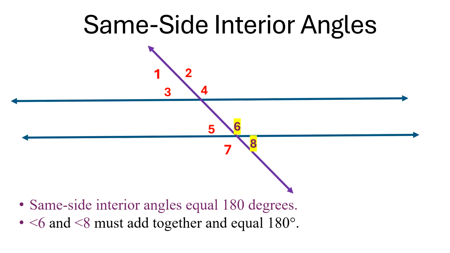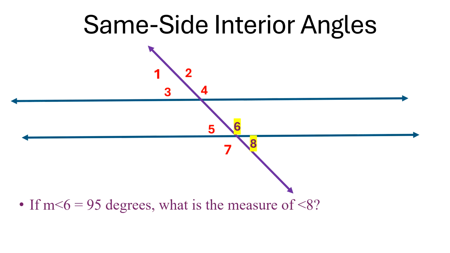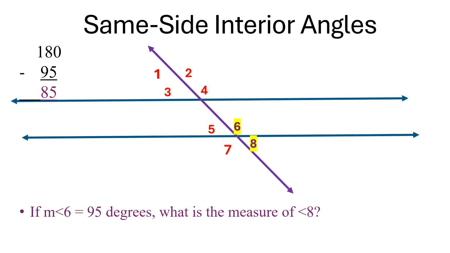So you got some angles here. And if you don't get confused, you're going to soon get alternate interior angles, and we'll get into that later so we can see the differences. So measure of angle 6 and angle 8 must equal 180 degrees. Okay, so let's answer the question. If the measure of angle 6 is 95 degrees, what is the measure of angle 8? This is 180 minus 95 is 85.